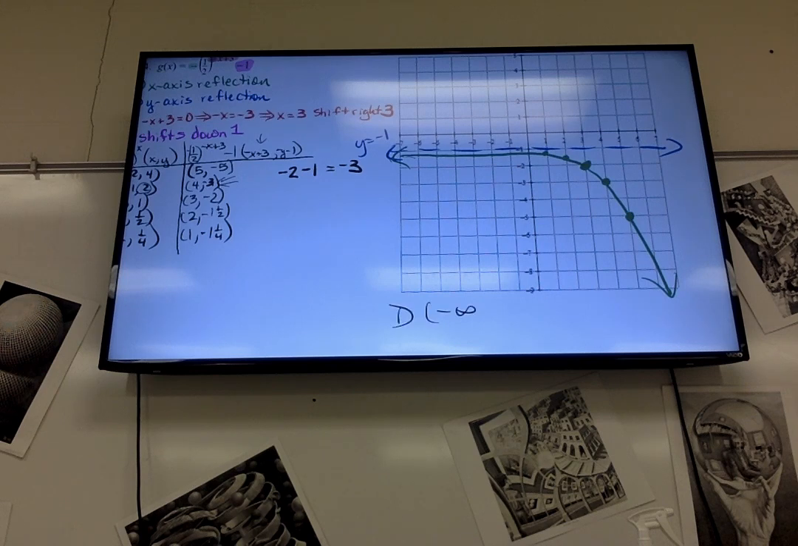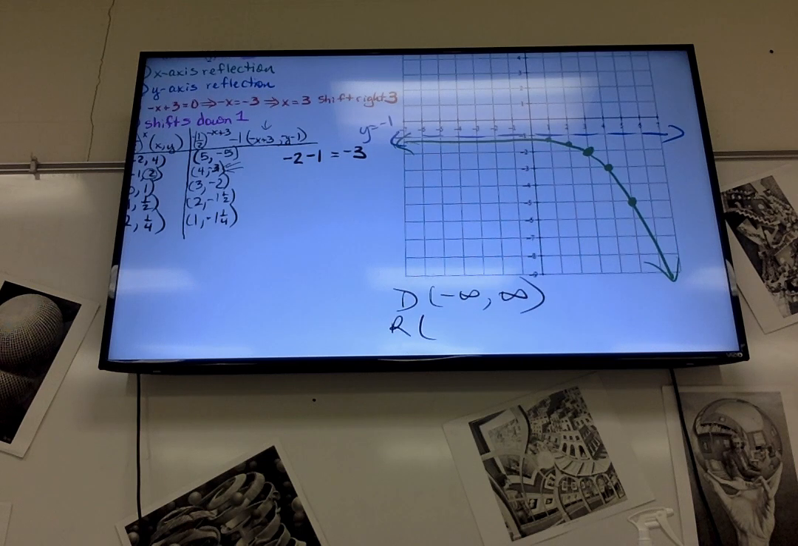Domain, of course, negative infinity to infinity. What's the range? Negative infinity to negative 1. Yep.